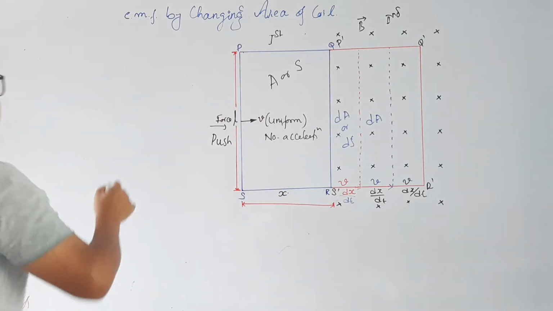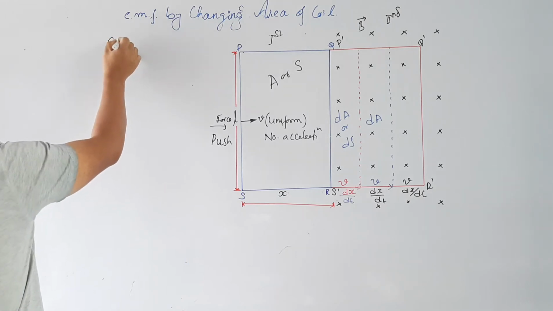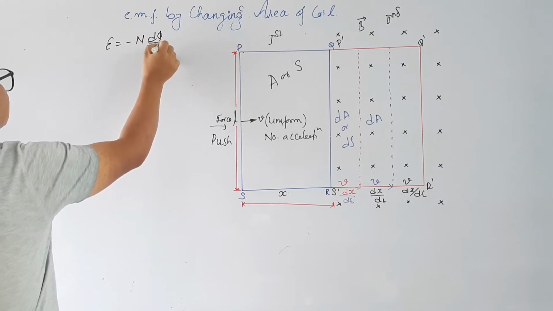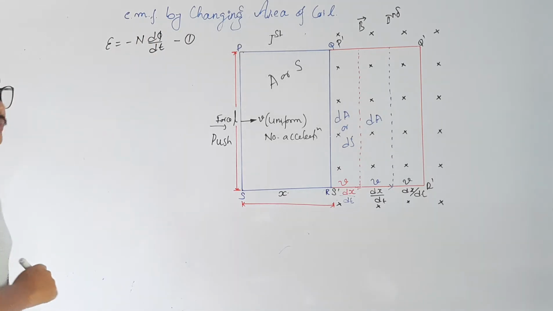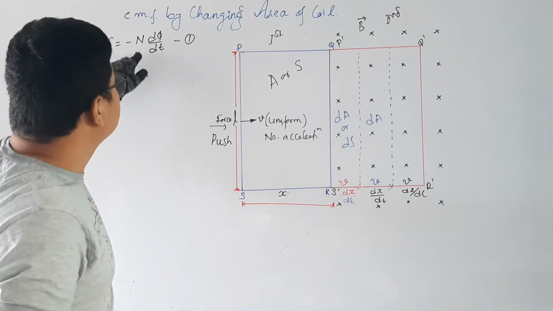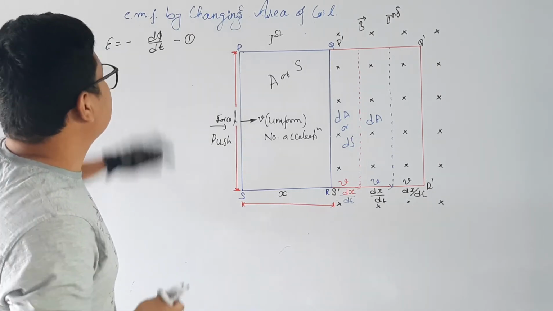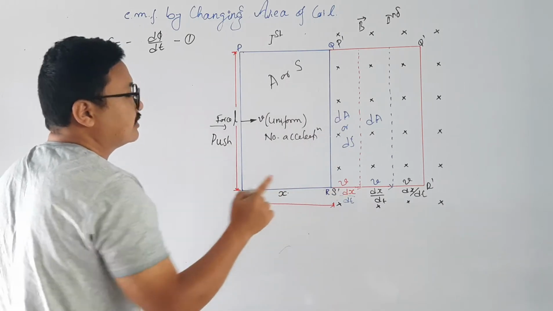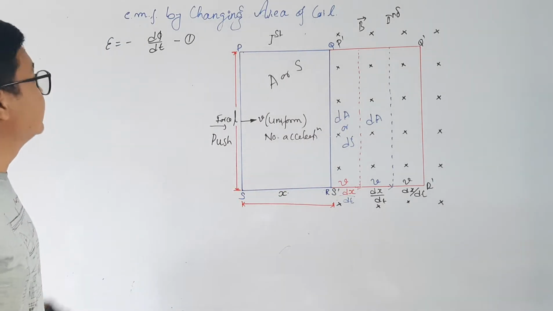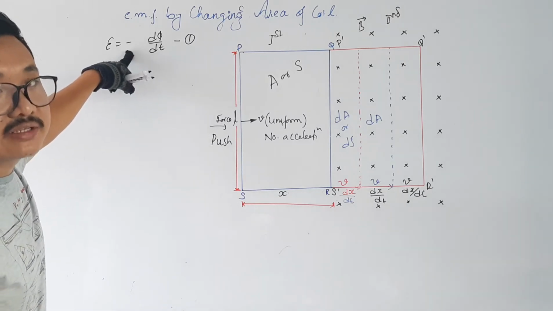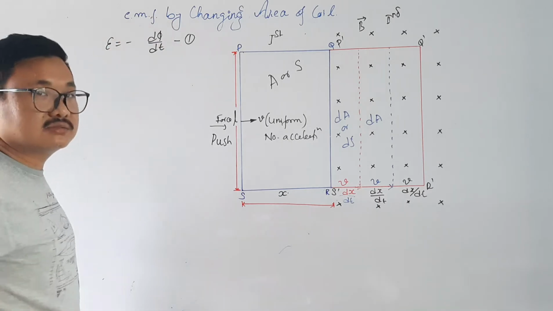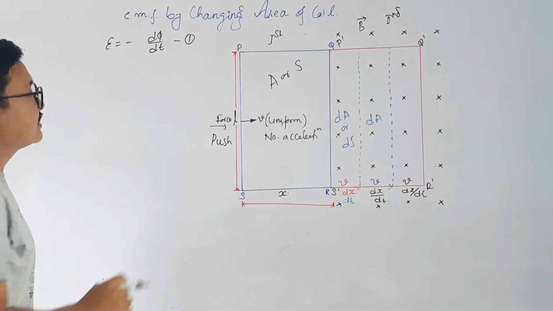We know the equation of EMF: E is equal to minus N d phi by dt. Let this be equation number 1. What is N? N is the number of turns, and the number of turns here is 1. Only 1. So we don't write N, we just write 1. What is this minus? This minus is from Lenz's law. You may neglect this minus, but I will not neglect it. So this is the EMF.